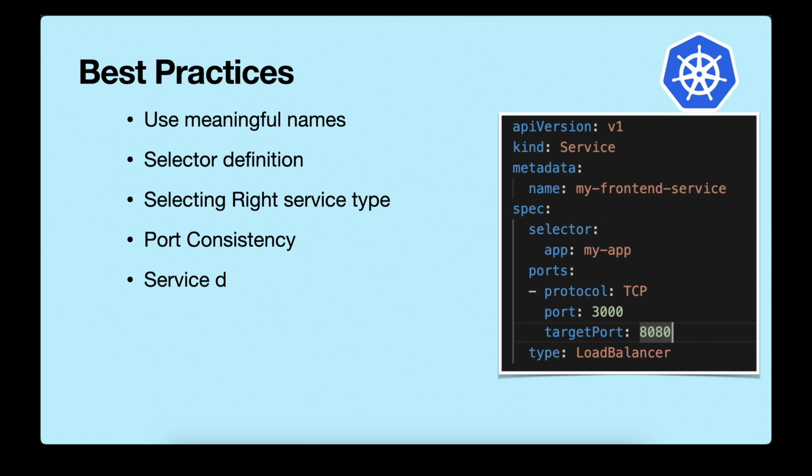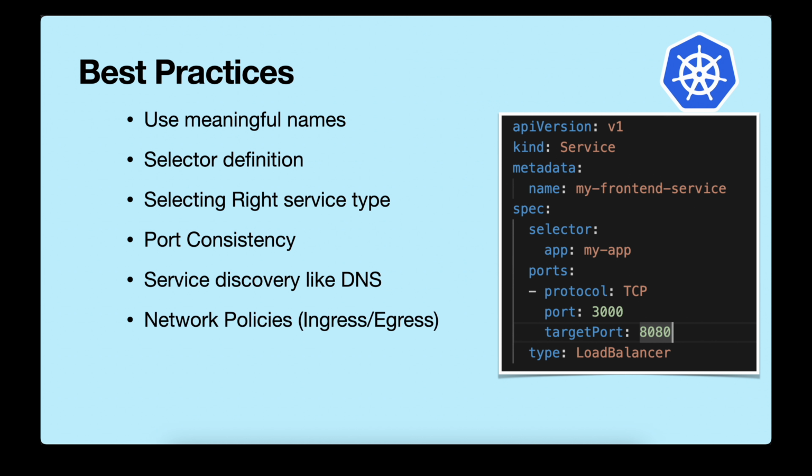Service discovery. Leverage service discovery mechanisms like DNS to allow pods to discover and communicate with services using their names. Limit access to services using network policies to restrict communication between pods and services as needed. You should use health checks for pods by mentioning readiness and liveness probes. This will ensure that the traffic is routed to healthy pods.